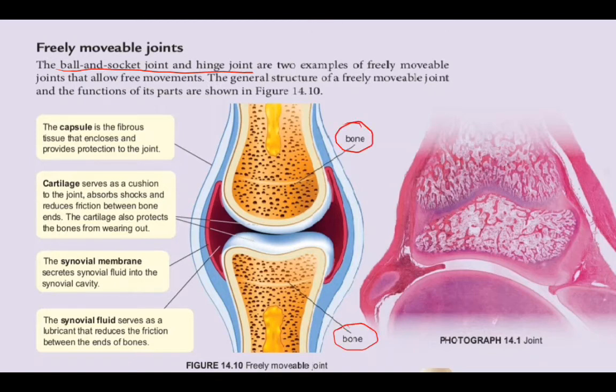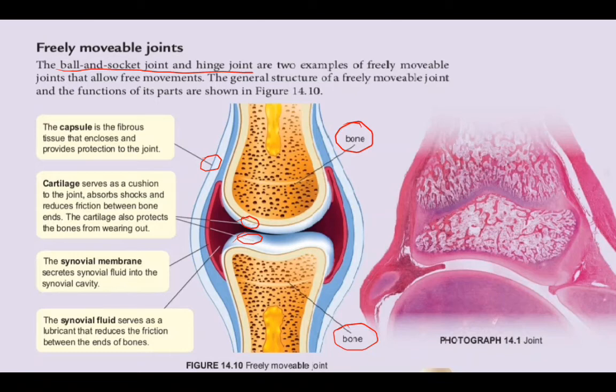The capsule, this is the capsule. This is fibrous tissue that encloses and provides protection to the joint. And these are the cartilage. The cartilage serves as a cushion to the joint, absorbs shocks and reduces friction between bone ends. The cartilage also protects the bones from wearing out.